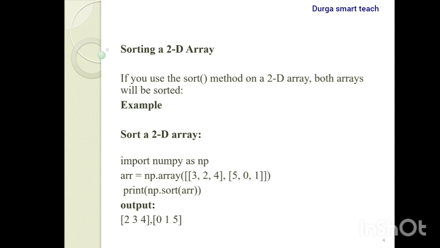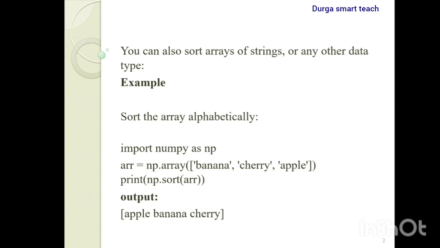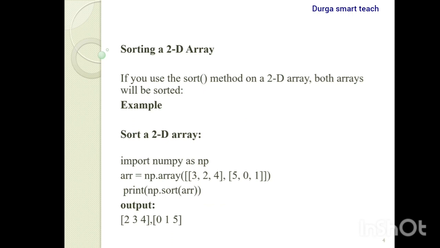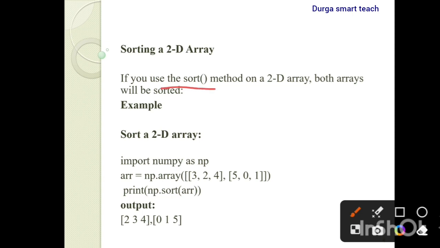Next, sorting a two-dimensional array. Up to now we have seen one dimensional array sorting. So let's consider two dimensional array sorting. If you use the sort method on a two dimensional array, both arrays will be sorted. arr equals np dot array of, here it is one dimensional and one more one dimensional. If the array contains two one dimensional arrays, it is known as two dimensional.